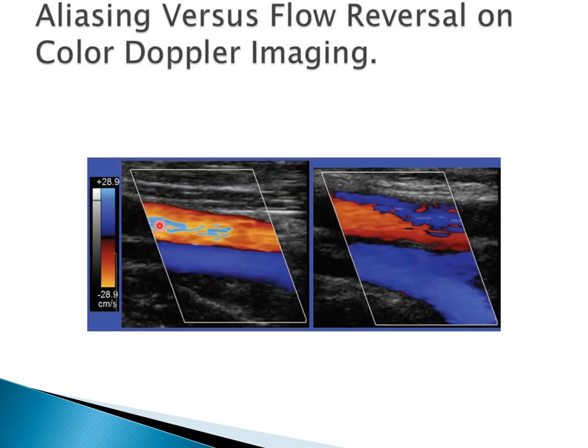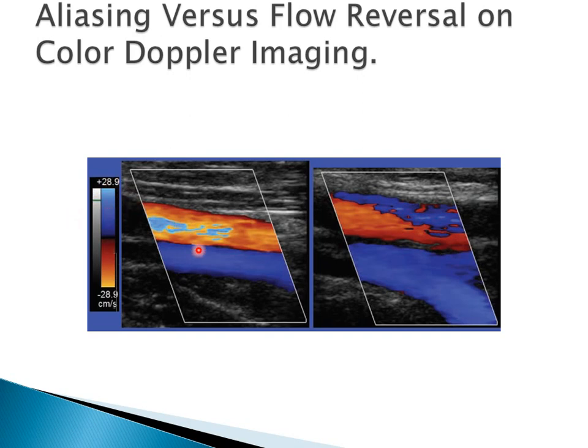Here we have aliasing in the center of the vessel. Aliasing and the true color reversal. We have a black border here. If you have the black line on the edge, this is true. This is not an artifact. If you have no black line, and you see the blue and the red together without a black line, this is aliasing. This is an artifact.